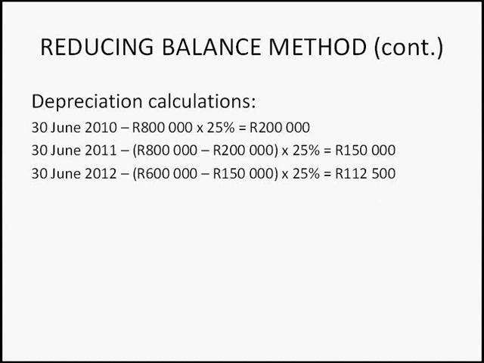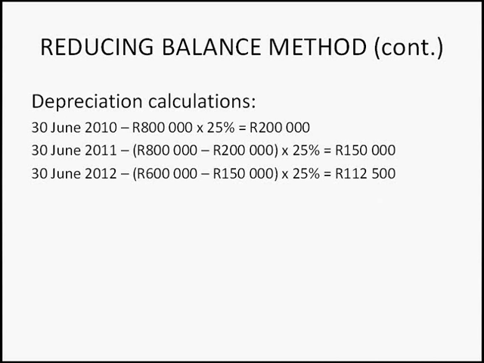Okay, so year 3, the calculation would then look similar. On the 30th of June 2012, I will now use a reduced balance again. So the previous year I had 600,000, now I'll have 600,000 minus whatever depreciation I've written off, and the previous year I wrote off 150,000. So for year 3, the amount on which I'm going to calculate depreciation is the 600,000 minus the 150,000 depreciation I wrote off the previous year, and that I multiply with 25% to give me an amount of 112,500.